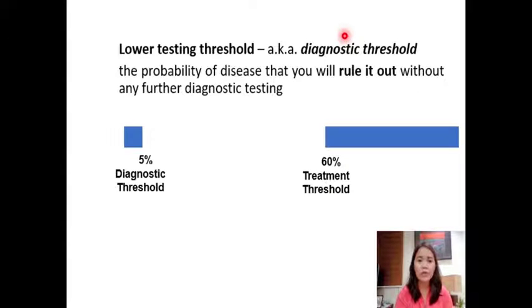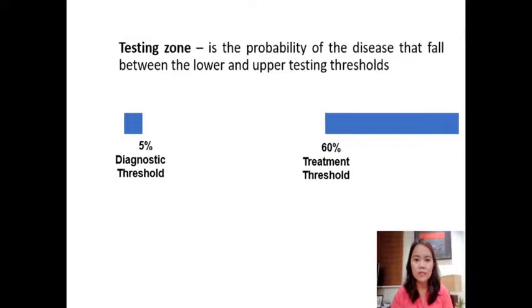So now that you have set your diagnostic and treatment thresholds, you are able to identify what we call the testing zone. The testing zone is the probability of the disease that falls between the lower and upper testing thresholds. So your testing zone is also called the gray area.